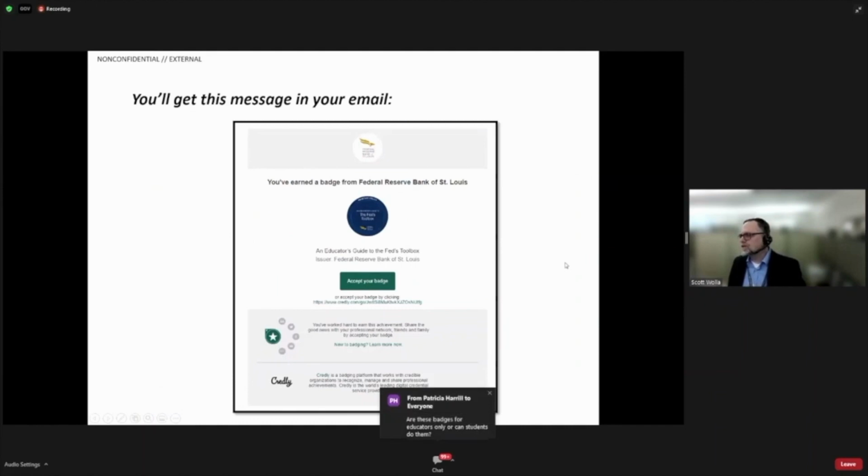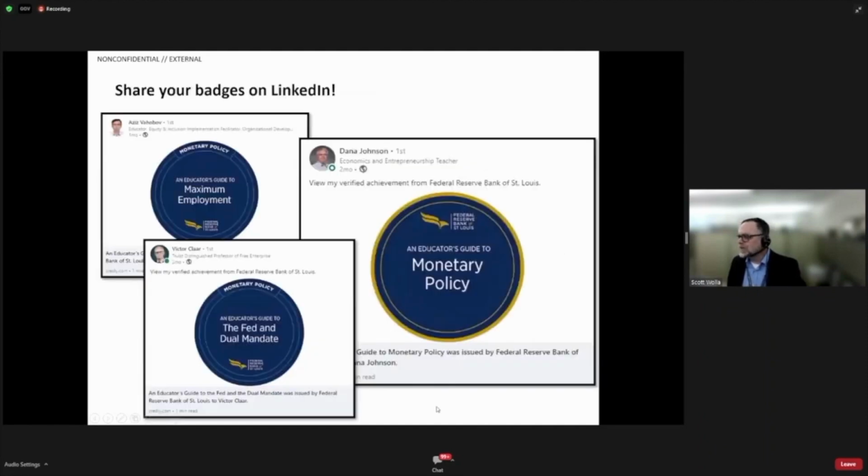At the end, you'll get a message in your email. It says you've earned a badge from the Federal Reserve Bank of St. Louis. And when you click accept your badge, you go to Credly, and Credly allows you to download the badge. These are some people on LinkedIn who have gone through the courses, gone through the various modules, and are displaying their badges proudly on LinkedIn. So there are people out there that have been working on this already.